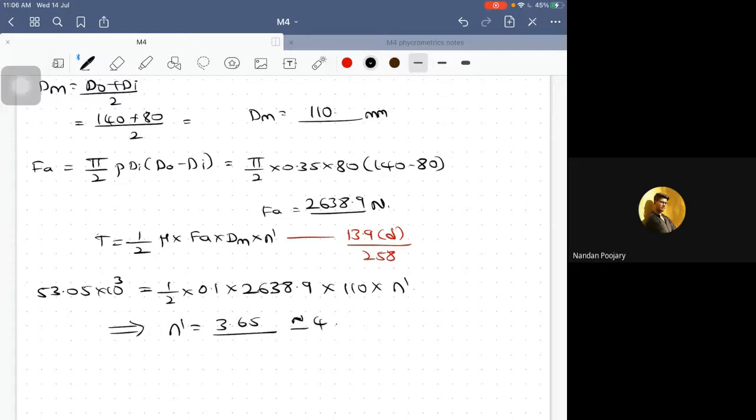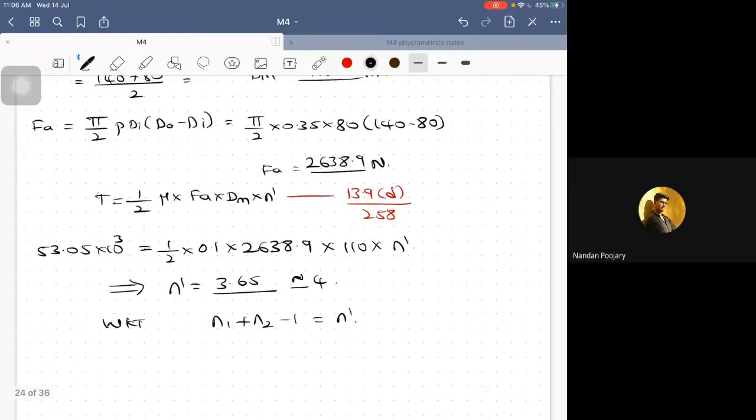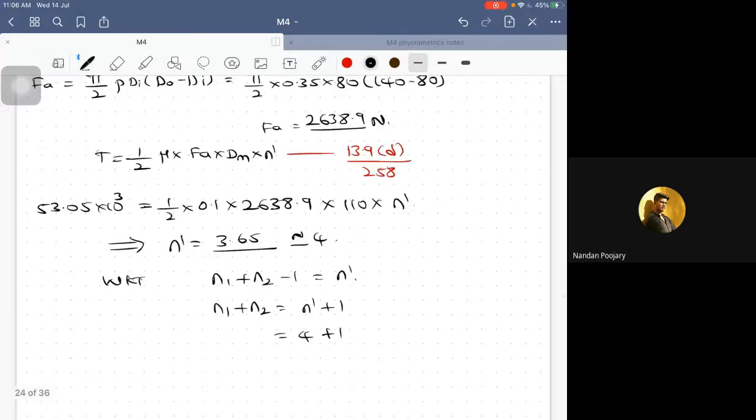We know that N1 plus N2 minus 1 is nothing but N dash. So from this, N1 plus N2 is equal to N dash plus 1. N dash is 4 plus 1. Therefore, N1 plus N2, number of plates, would be 5.